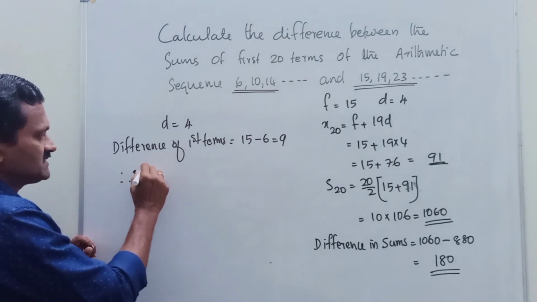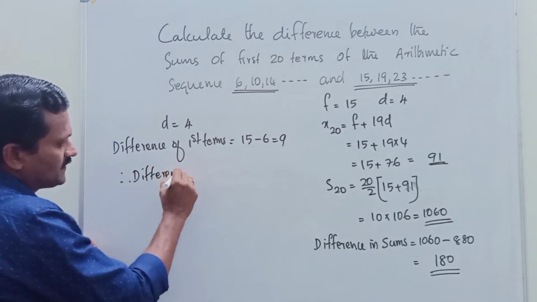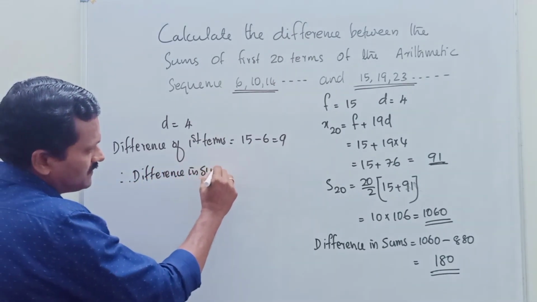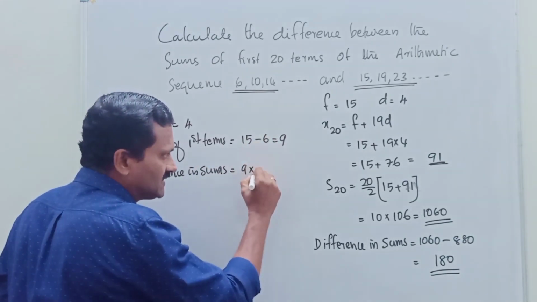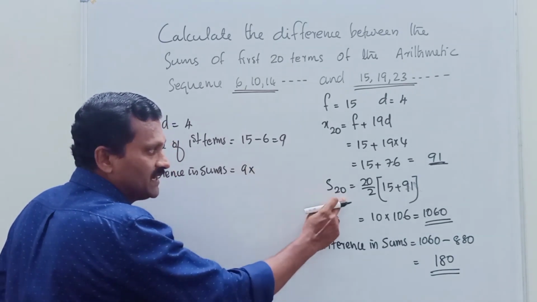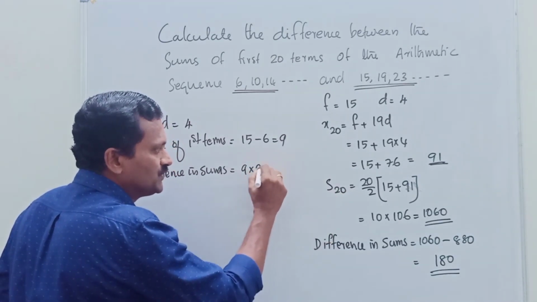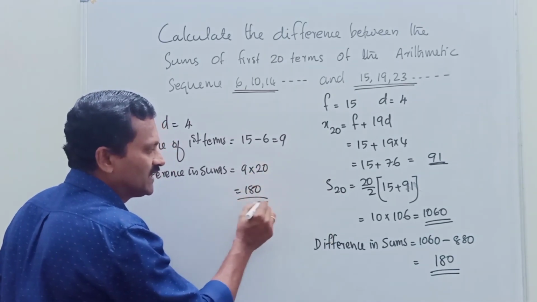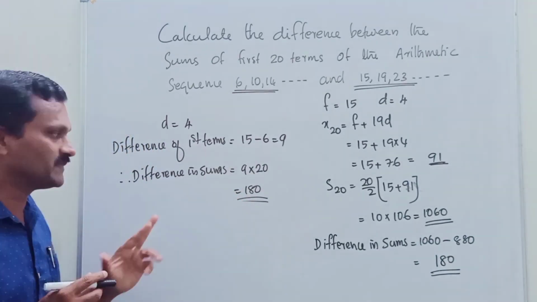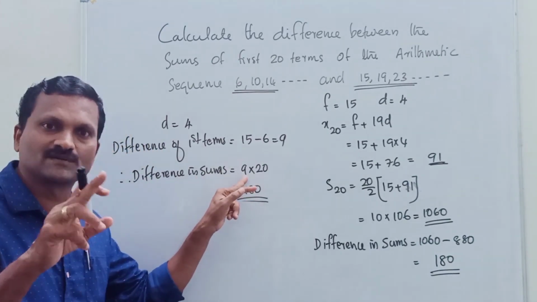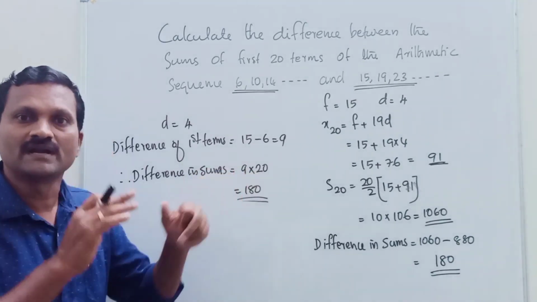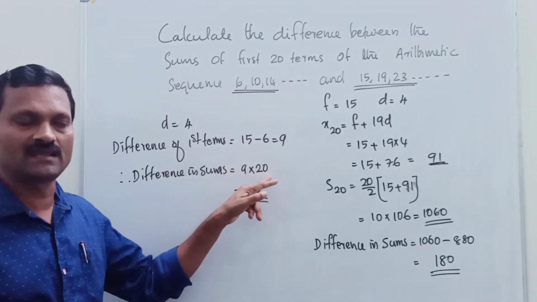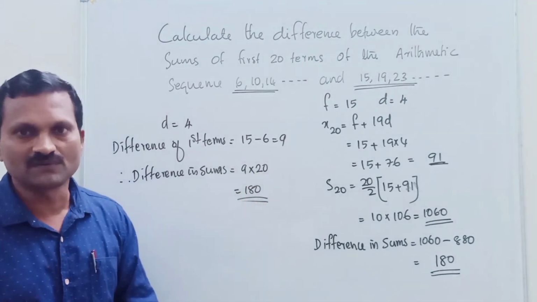Therefore, difference in sums equal to difference in first terms into how many terms? 20 terms. 20 into 9, that's equal to 180. That is the short method: difference of first terms into number of terms. That is 9 into 20, that's equal to 180.